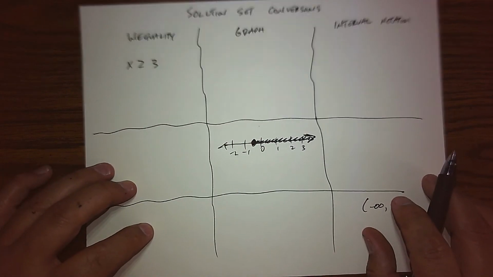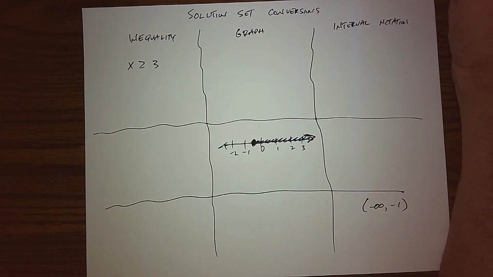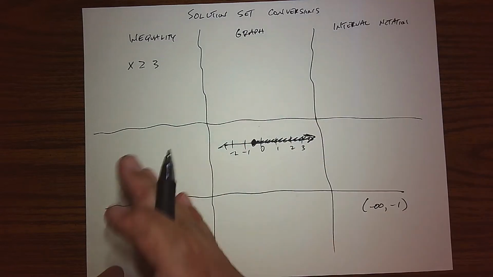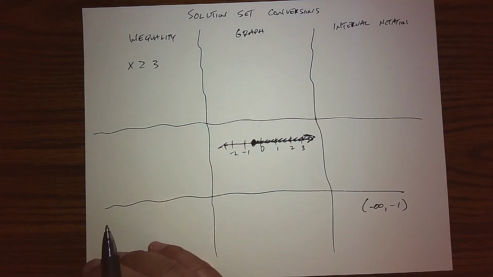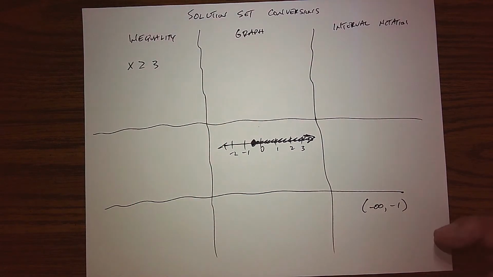Okay, so this truly is the last video for this section, right? Lots of moving parts in 2.6. But now that we know that there's several different ways to represent a solution set, what I want to do is just bounce back and forth between each one. That way we can get used to it and get familiar with the idea.